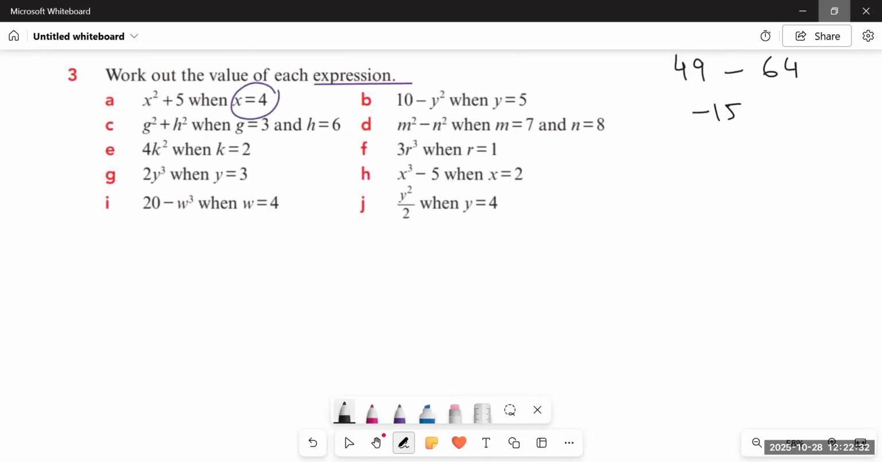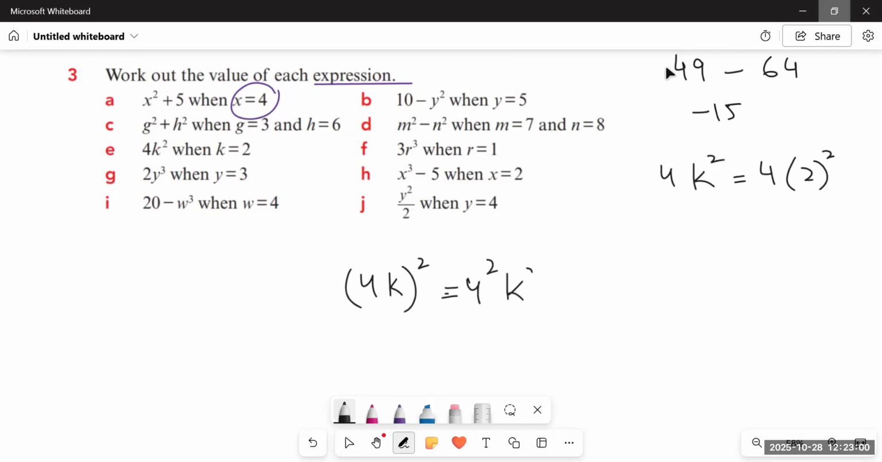Then we have 4k square. Many of the students make mistakes over here. If it's 4k square, it means we have to apply the power first, then we can multiply. Most of the students multiply 4 with 2 first and then they apply the power. That's incorrect. This power is only applied to k, not 4. If it would have been 4k to the whole square, then it would be 4 square k square. That's the difference you must know.